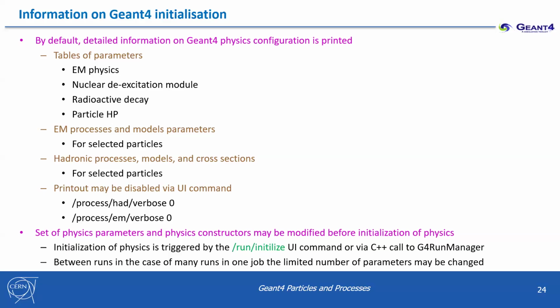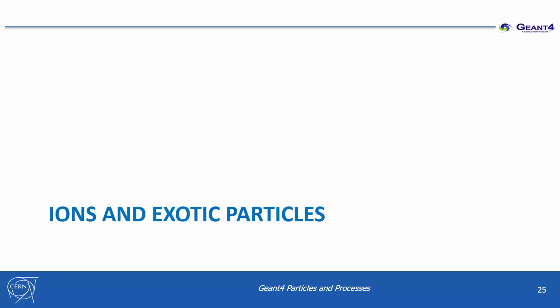At initialization, we have a number of UI commands which allow you to change some parameters of physics, of hadronic, electromagnetic, and you may do it before run initialize or just after run initialize before all initialization of Gen4 is finished.